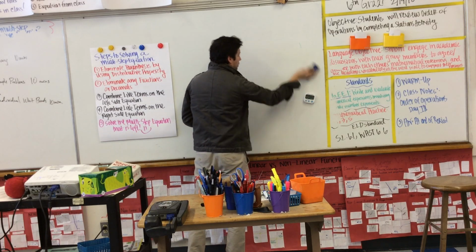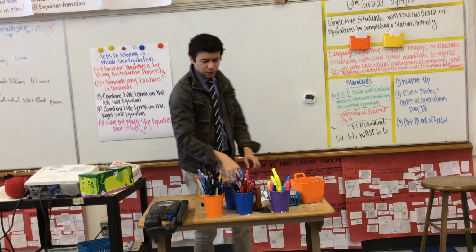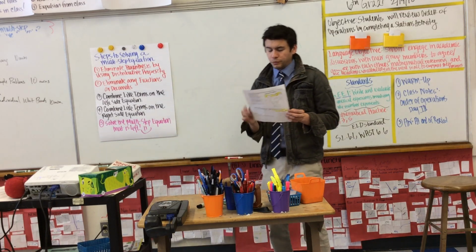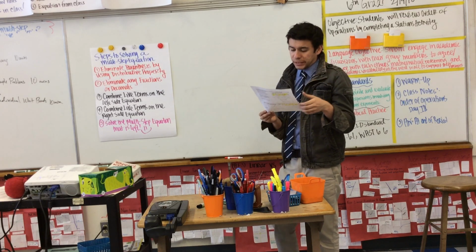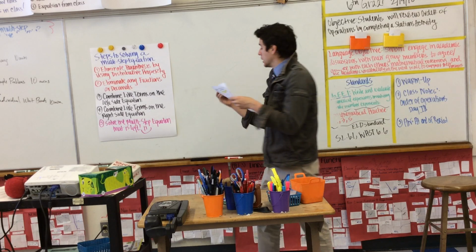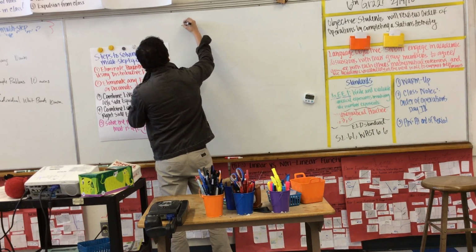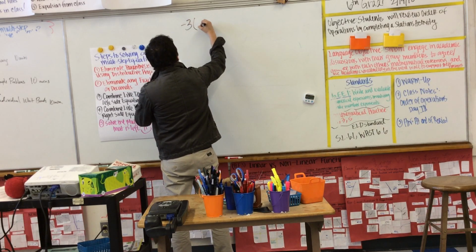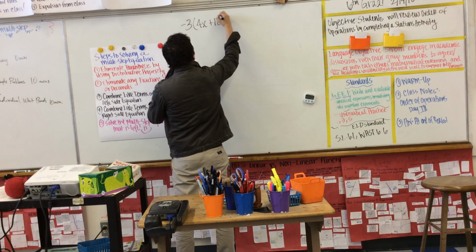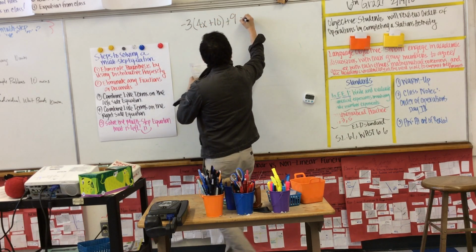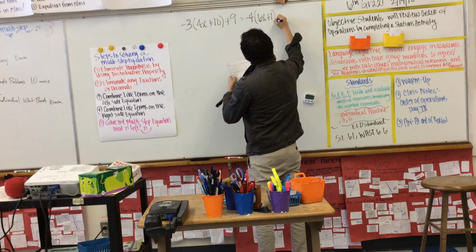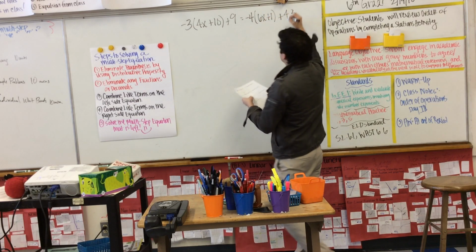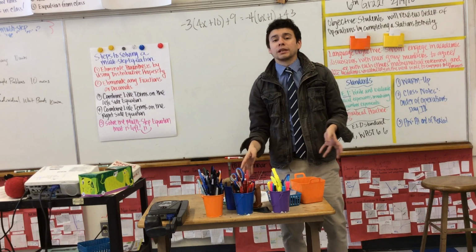Okay, the next problem we're going to do, and I'm doing the problems in the worksheet. I'm trying to do the most complicated ones so you guys get an idea. Negative 3(4x + 10) + 9 = negative 4(6x + 1) + 43. Dear Jesus, look at this beast.